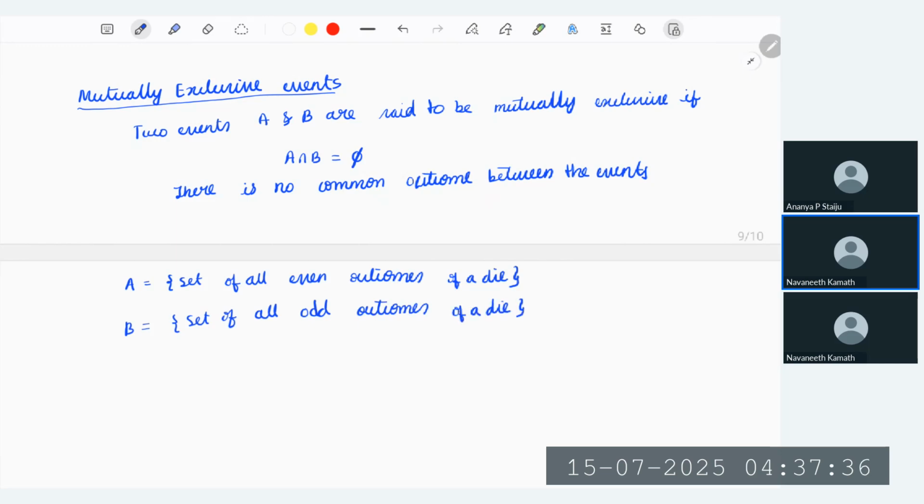Let me write it in actual values. This is set builder form, and this is roster form. This is what we get. There is nothing common between them, right? It's an empty set, or you can say a null set. So these events are mutually exclusive. There is no relation between those two things. They are separate. That's what I'm saying.